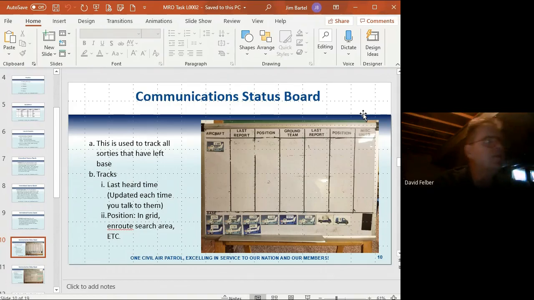Part of your mission briefing would be communications checks at certain intervals, be they every 15 minutes, every 30 minutes, or whatever is deemed during the mission briefing. But one of your requirements is to maintain the information on a status board such as this.